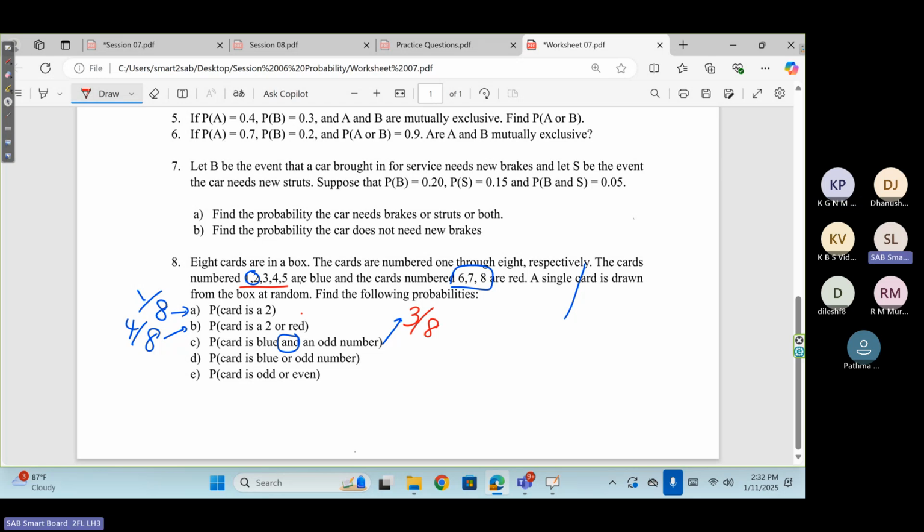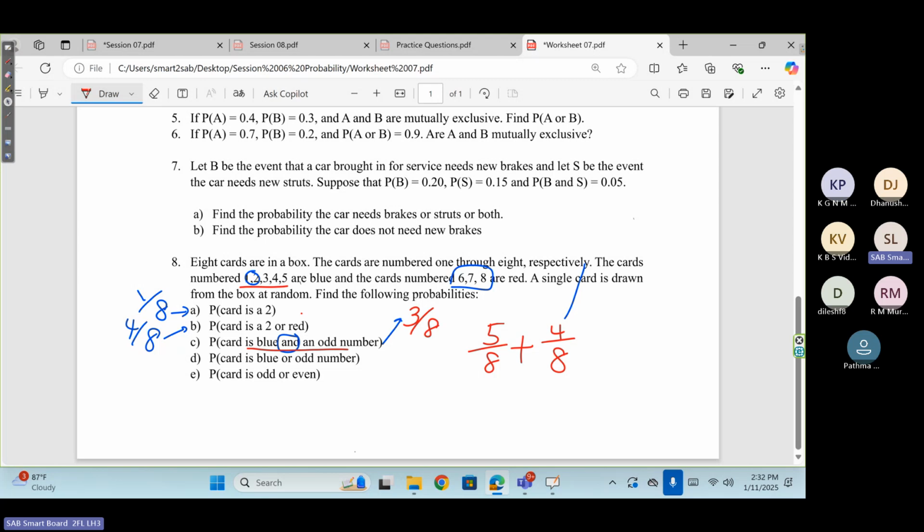3 over 8. Then here, the card is blue and the odd numbers. Then how many blue cards are there? 5. Then it means 5 over 8. Then plus, okay, then odd numbers. Then in here 1 to 8 numbers are there. Then how many odd numbers? 1, 2, 3, 4. Then 4 over 8.